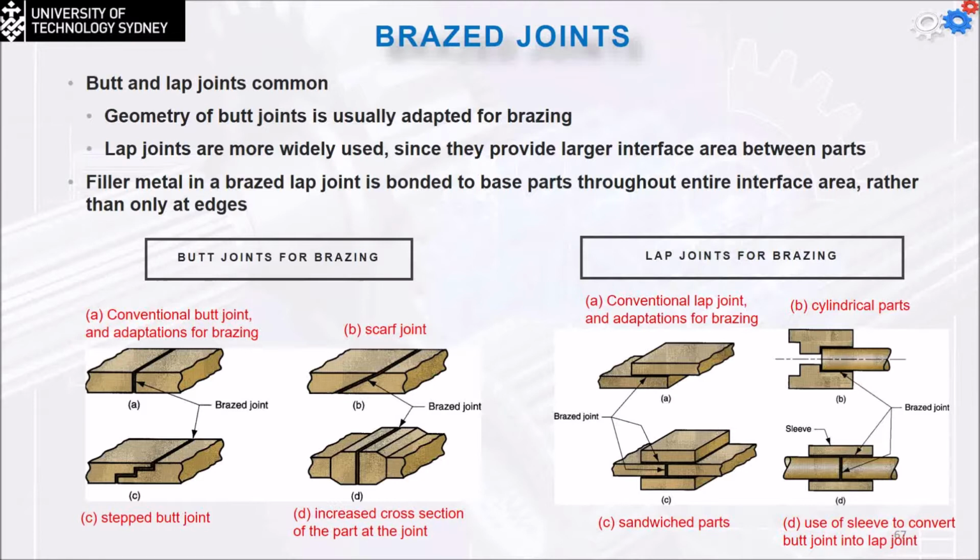Okay, so the geometry of the butt joints is usually adopted for brazing. The lap joints are going to be more widely used since they provide a larger surface area, or interface area, between the parts. The filler metal in the brazed lap joints is going to be bonded to the base part through the entire surface area rather than only at the edges, as we had in the case of the welding process.